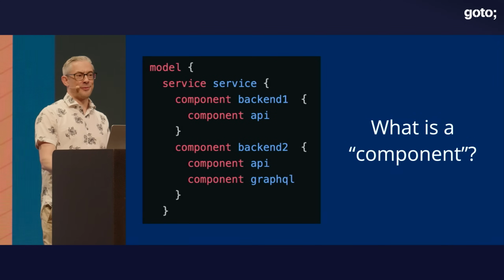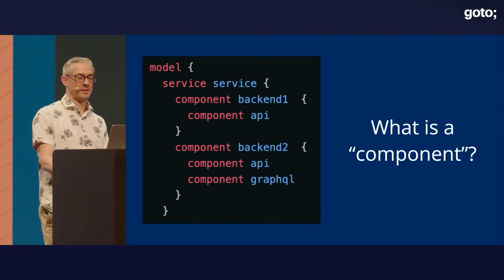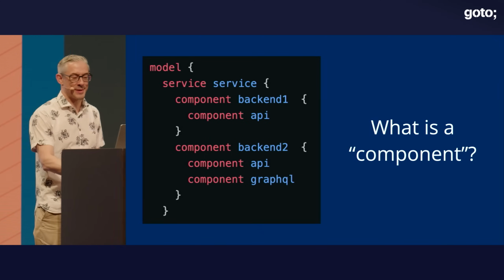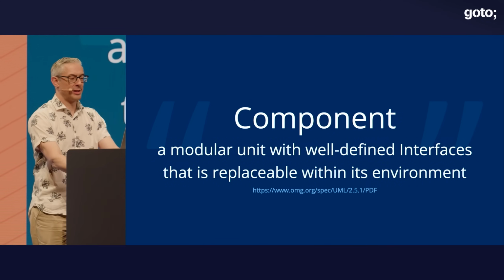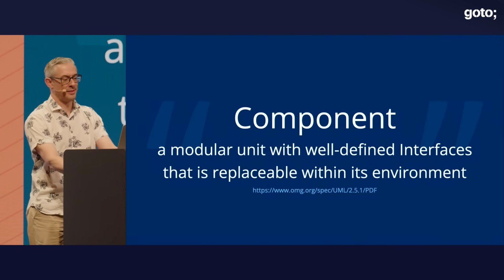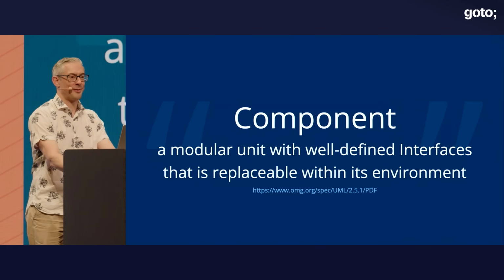But this is the example from the like C4 website. So we're defining a model comprised of a service. It has 2 components, both of which have subcomponents. Well, they're not called subcomponents, they're also called components. So you notice we're using the word component here and multiple levels of abstraction. I'm confused again. This is exactly the problem I was trying to solve with C4 in the first place. What does component mean? If you look up the word component in UML, it means a modular unit with well-defined interfaces that is replaceable within its environment.